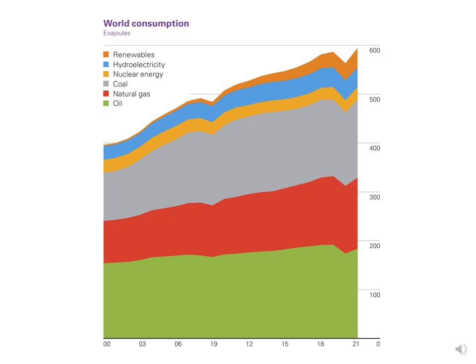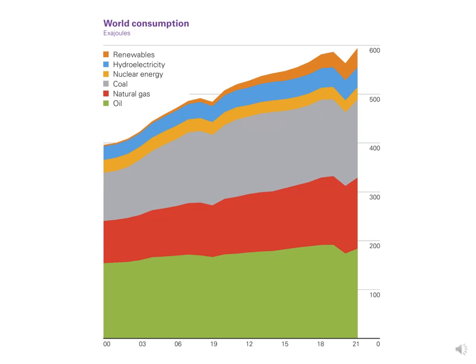If we look at the green, which is oil, the red, natural gas, and the gray, which is coal, together those make up about 500 out of the 600 exajoules of energy that the world uses. So that means 5/6 of all of our energy is coming from fossil fuels, with the balance being from nuclear, hydro, and renewables.